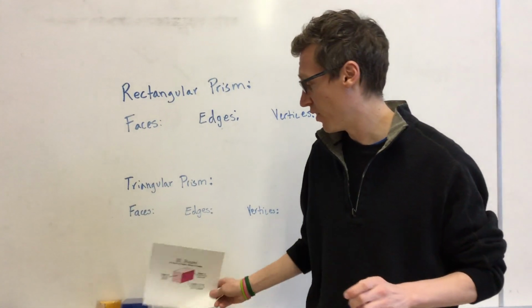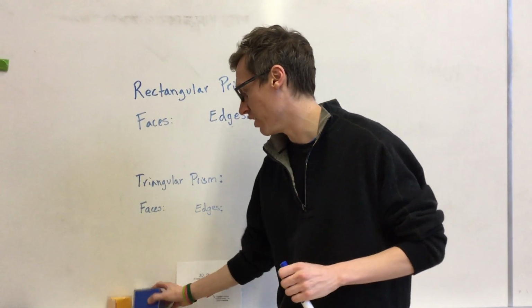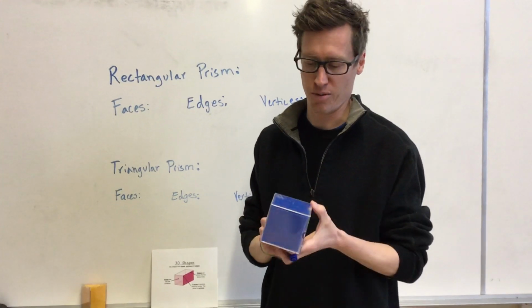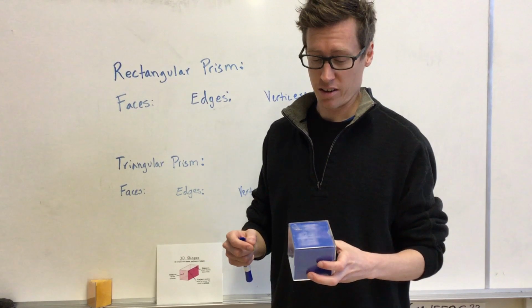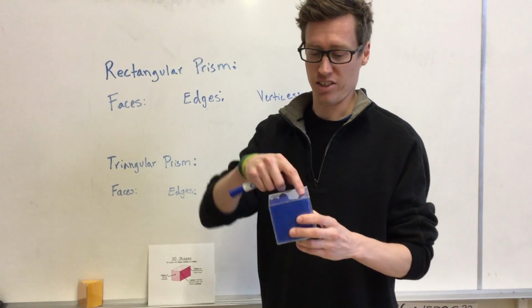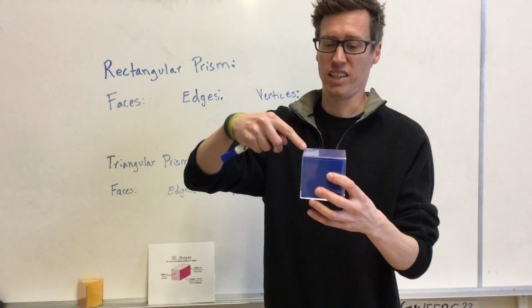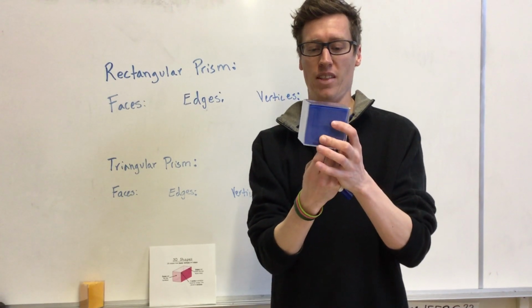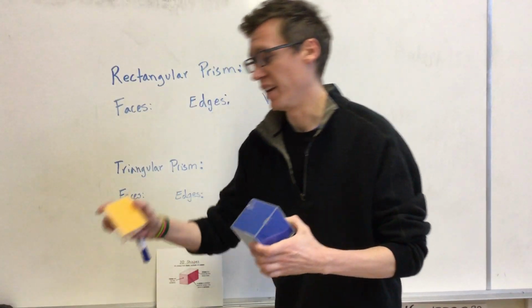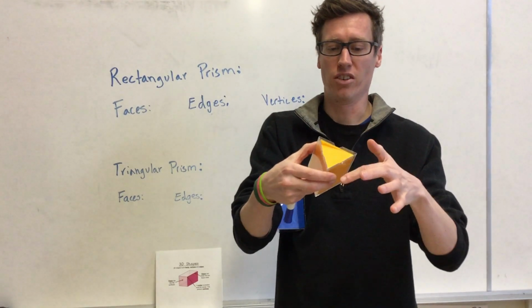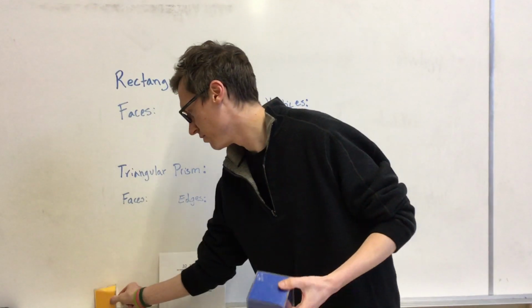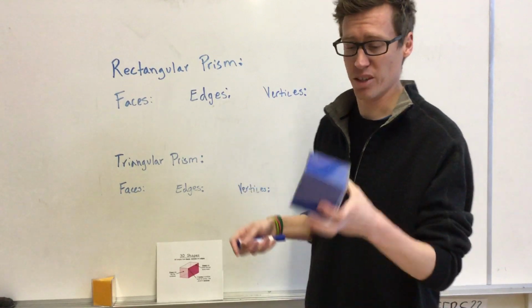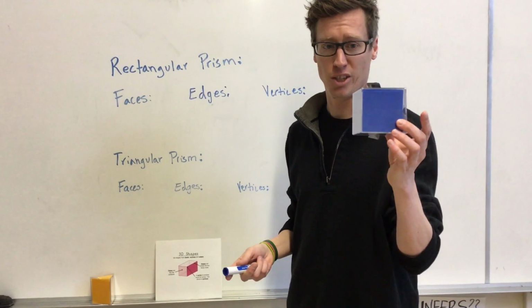Now we're going to count faces, edges, and vertices on a rectangular prism and a triangular prism. Mr. Onken, how do we know that's a rectangular prism? Because it has a rectangle on top and the bottom. A triangular prism has a triangle on the top and the bottom. Thanks, Mr. Onken. So, for our rectangular prism, this is a special rectangular prism called a cube.